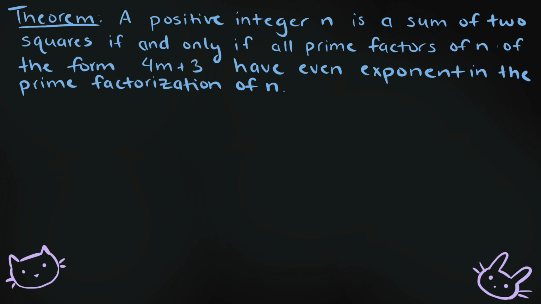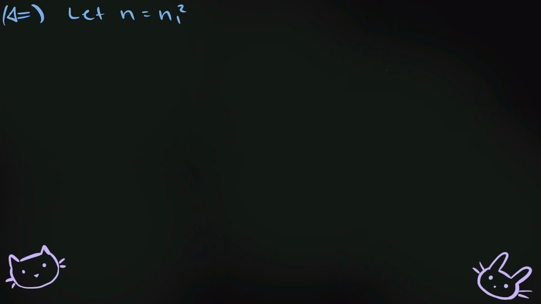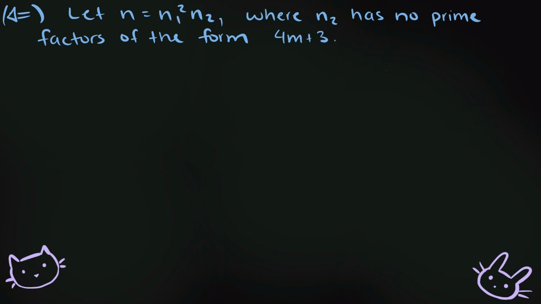This is saying if all prime factors of n of the form 4n plus 3 have even exponent in the prime factorization of n, then n must be a sum of two squares. So first let's split n into two factors. We have n is equal to n1 squared times n2, where n2 has no prime factors of the form 4n plus 3. This is forcing any prime factor of the form 4n plus 3 to have an even exponent.